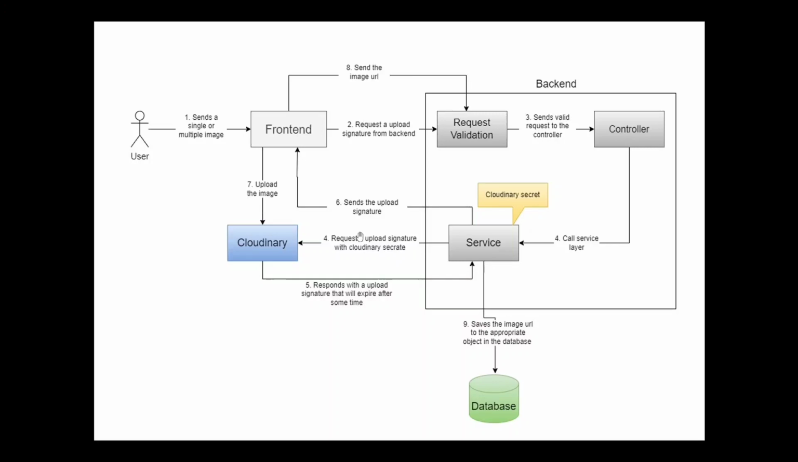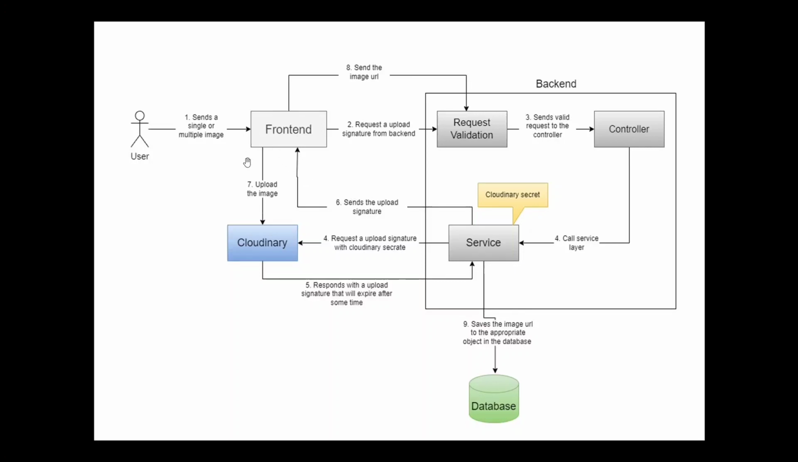Then the upload signature is sent to the frontend. After having the upload signature, the frontend uploads the image directly to the Cloudinary client. The Cloudinary client responds with the uploaded image's URL and the public ID. The frontend then requests the backend to save this image's URL and the public ID to the database. So the request gets validated and sent to the controller, and the controller sends it to the uploader service. The uploader service then saves the image's URL to the appropriate objects in the database.